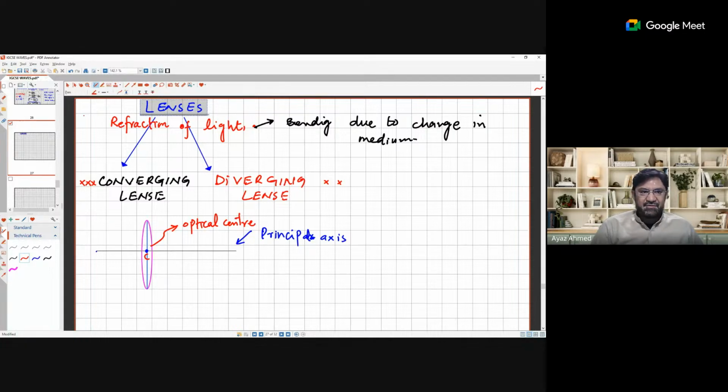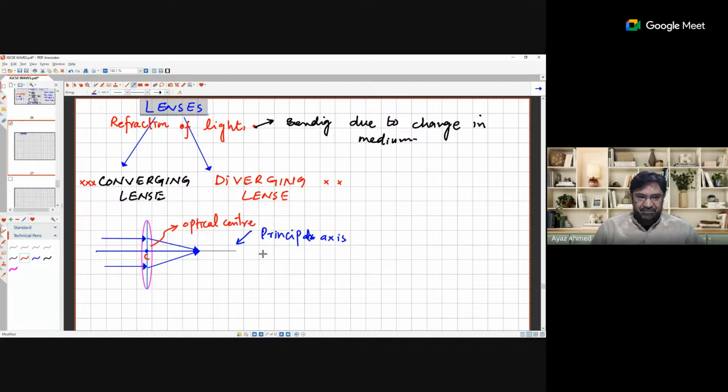Now, if I draw the light rays parallel to this principal axis, then the light rays will converge at a single point. These are the parallel rays. I will try to draw them parallel, but sometimes it is not possible to make them perfectly parallel. Let's say these are parallel. They will converge at a single point here. So this is basically your converging lens.